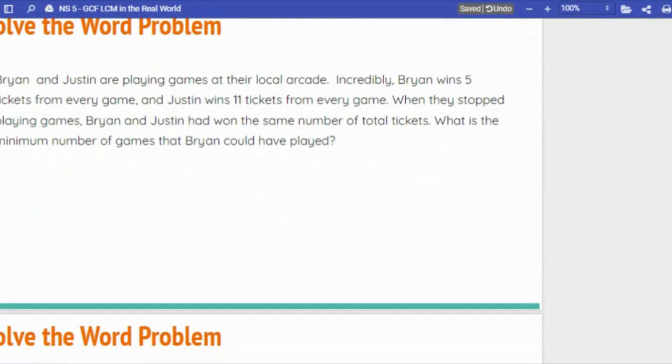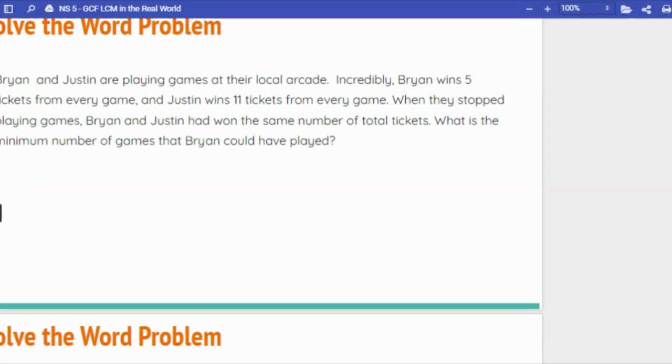Okay, Brian and Justin are playing games at their local arcade. Incredibly, Brian wins 5 tickets for every game, and Justin wins 11 tickets for every game. When they stopped playing, Brian and Justin had won the same number of total tickets. What is the minimum number of games that Brian could have played?